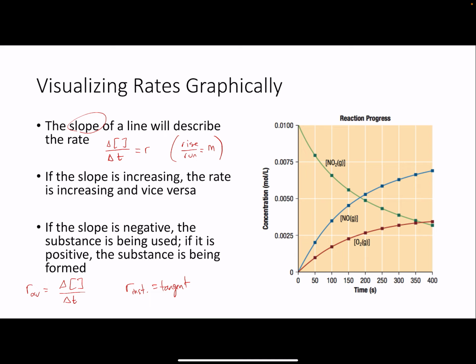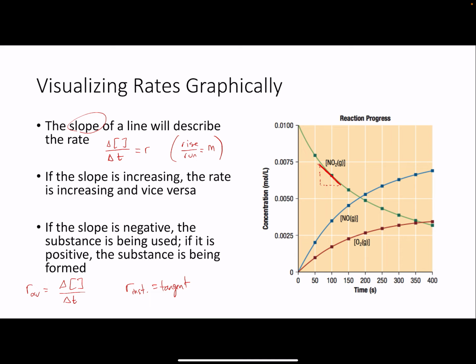So at 100 seconds, for example, if I draw a tangent line, which is a line that touches just one point on the curve, and I calculate the slope of that line, that'll tell me the rate at that point in time. Okay, and why that's more accurate than the average rate is that the rate is always changing. So even though we determine the average rate for the whole reaction, right, it's not occurring at that rate at any given time. But the instantaneous rate is specific to a time point. So they each have their advantages.